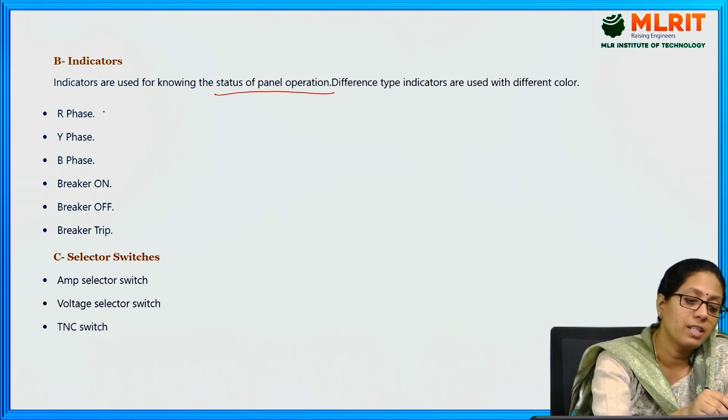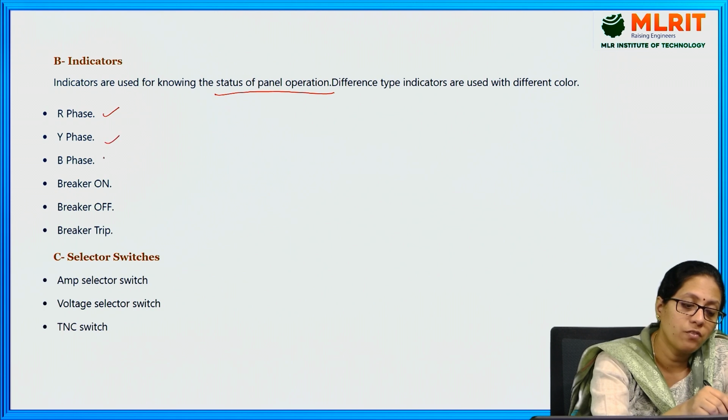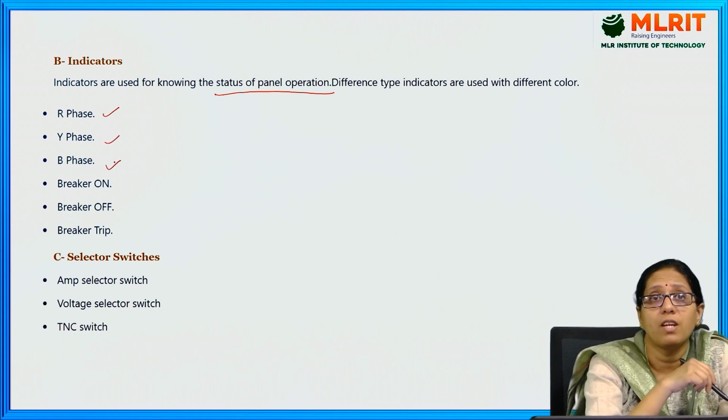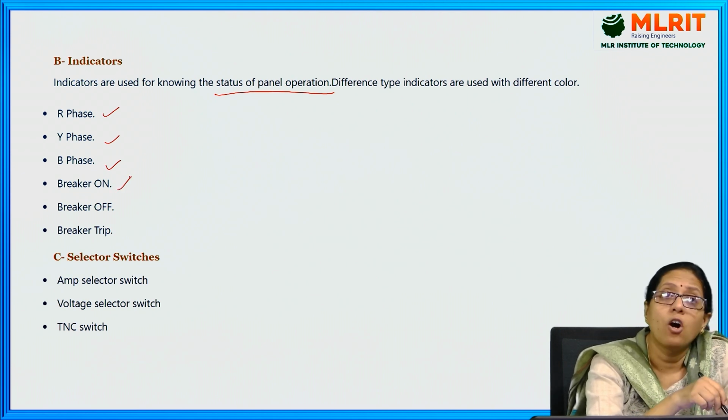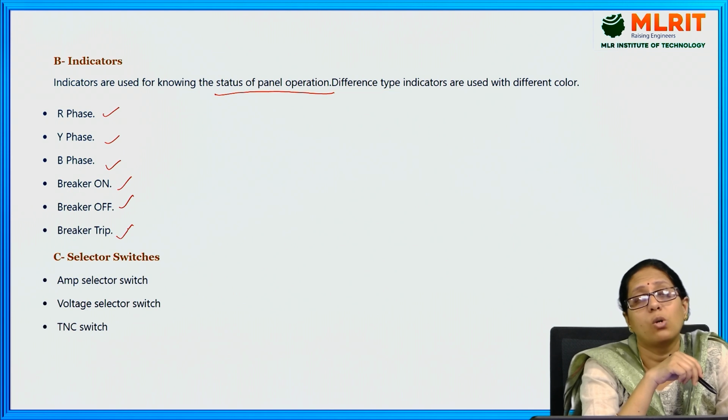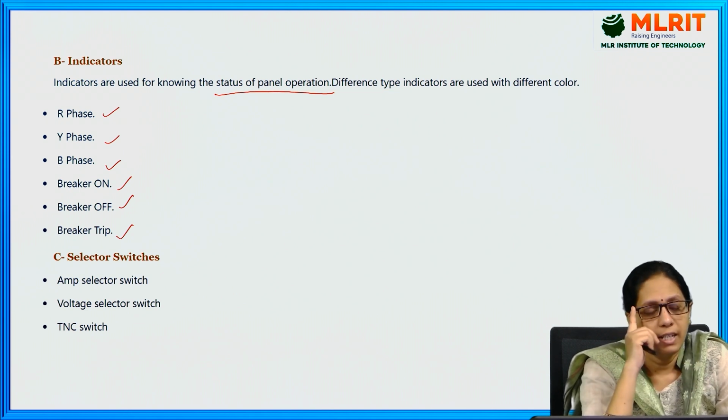The first one is R phase, Y phase, B phase, that is 3 phases. For a 3-phase connection, you will have R, Y, B. There are also indicators for the breaker in the on state, off state or in the tripping state. So these are the different indicators which are used.